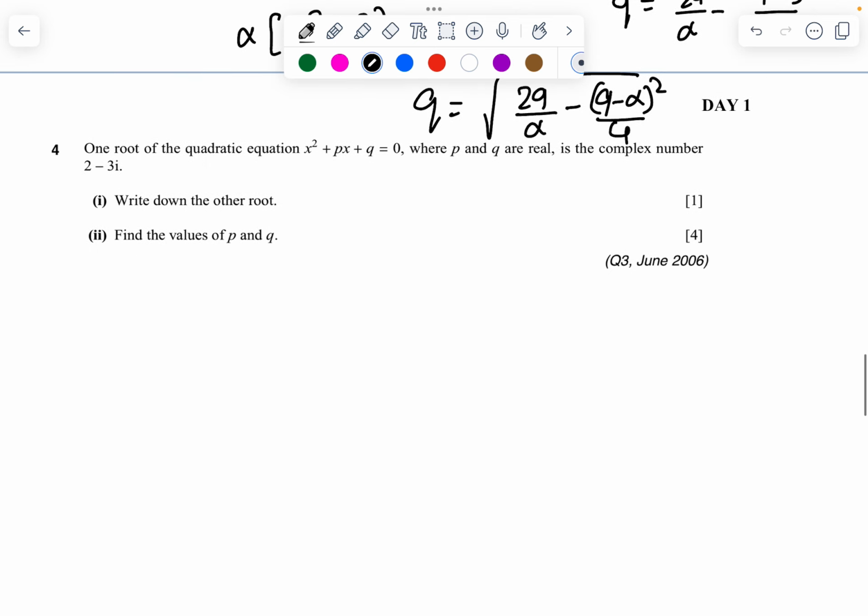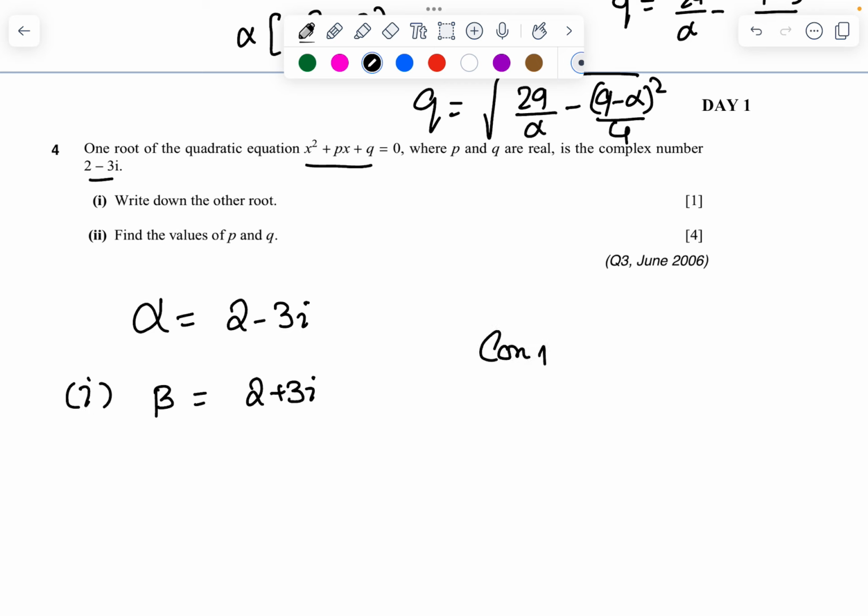Coming to question number 4. One of the roots of x square plus px plus q is 2 minus 3i. So alpha is 2 minus 3i. Just now we learned that beta should be 2 plus 3i. What is the other root? 2 plus 3i, because they should always be conjugate.